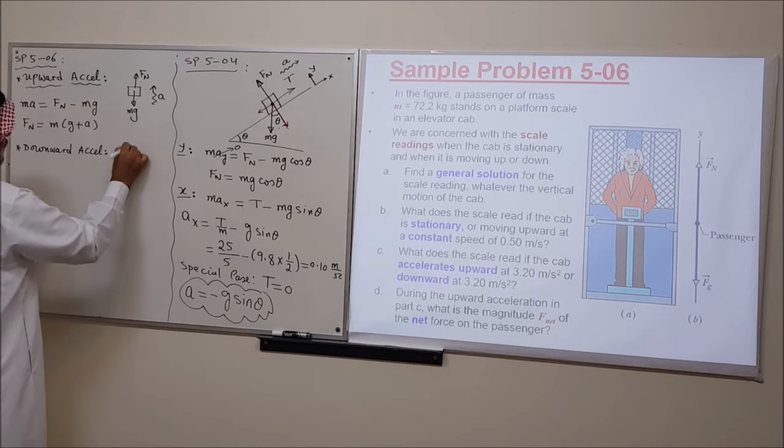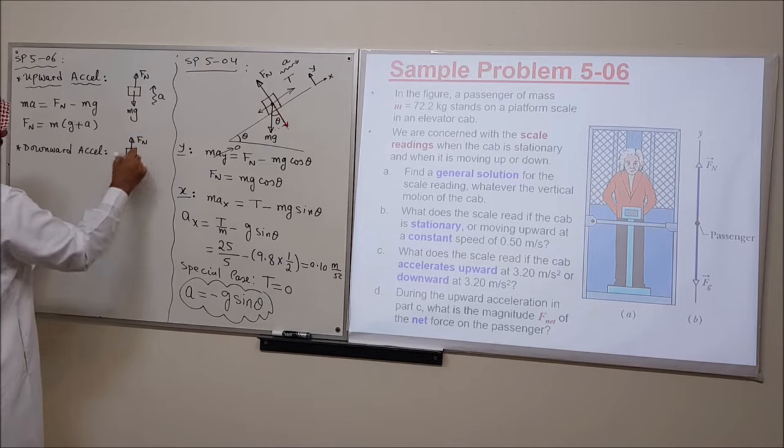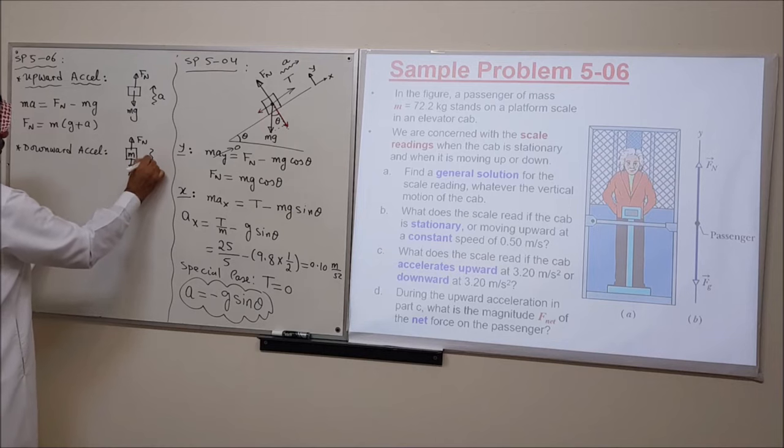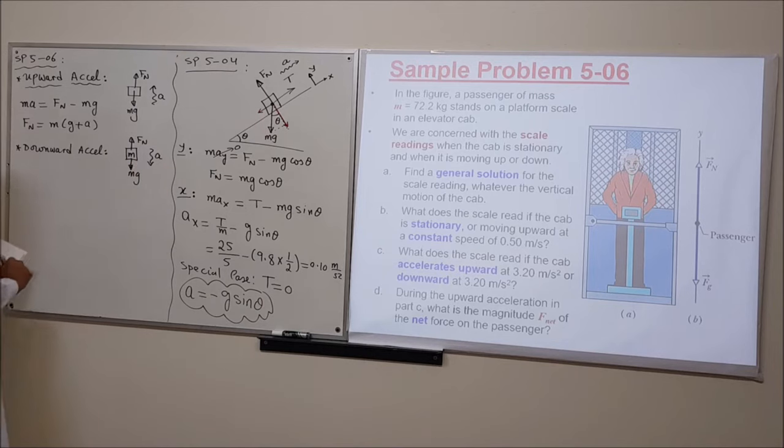Here is the person, the normal force due to the scale reading, the gravitational force, and we have downward acceleration. What do we have in this case? Minus ma, because the acceleration is downward, is equal to F minus mg. Again, take this to the other side, take m as a common factor, and Fn in this case is equal to m into g minus a.